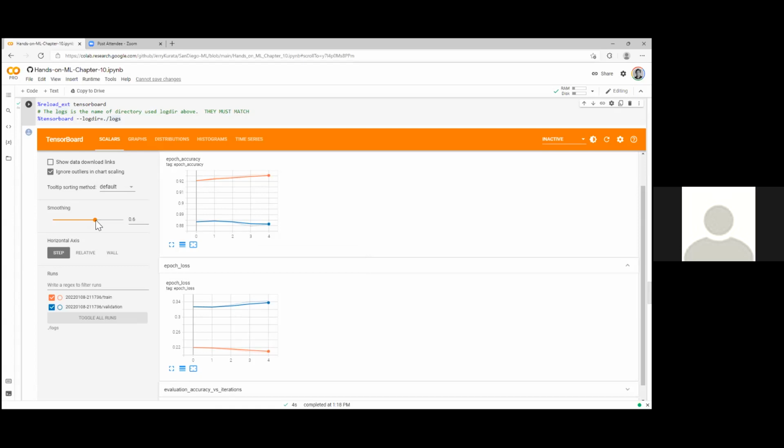It also has smoothing. So it's really smoothing that graph. So it really looks a little jankier than it is. Okay, and we can do that.